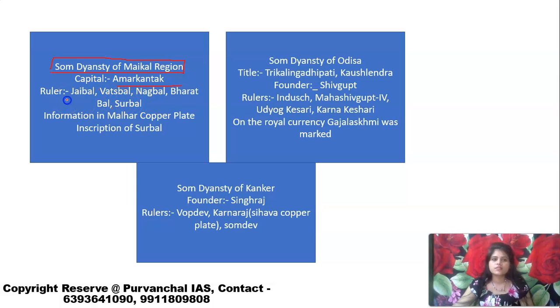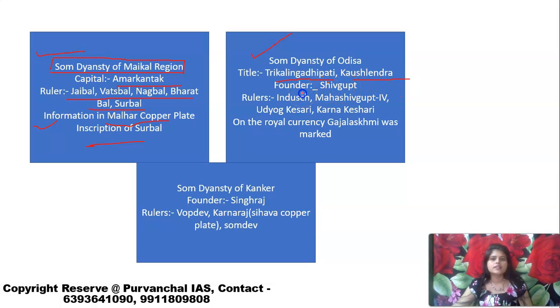The important rulers were Jaybal, Vatsbal, Nagbal, Bharatbal and Surbal. And from where do we get the information about them? We get the information from the Malhar copper plate and the inscription of Surbal. There is not much found about this, but these are the things you need to know. Then there was a Som dynasty in Odisha also. They had the title of Tri Kalingadhipati. Kaushalendra also was their title.